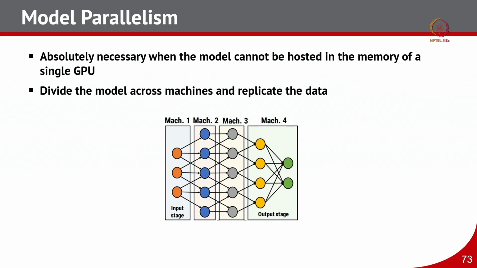So, that is why the model parallelism strategy can be incorporated, where we divide the model across the machines and replicate the data. In this particular case you can see that our model has maybe 5 layers, the first layer goes to machine 1, the second layer goes to machine 2, and so on. While training we need to feed the same data to all the machines. Actually we do not need to feed literally the same data, but the effect of the same data should be going to all the machines.